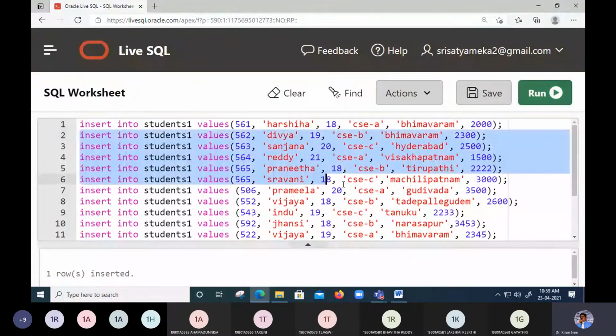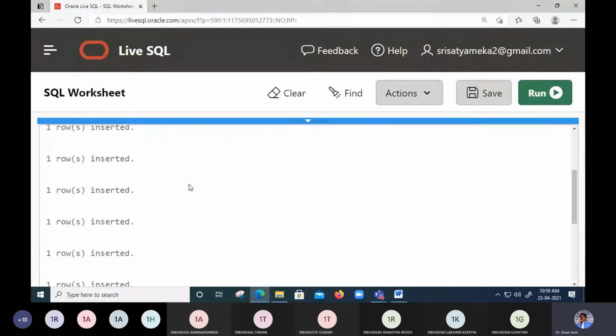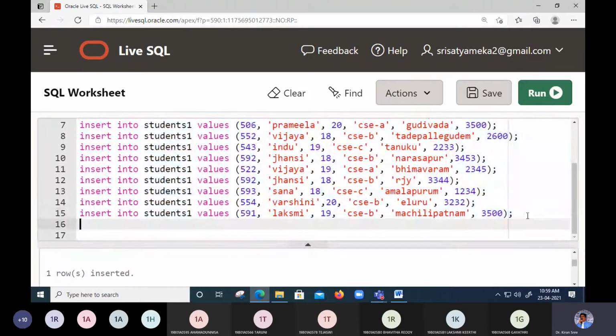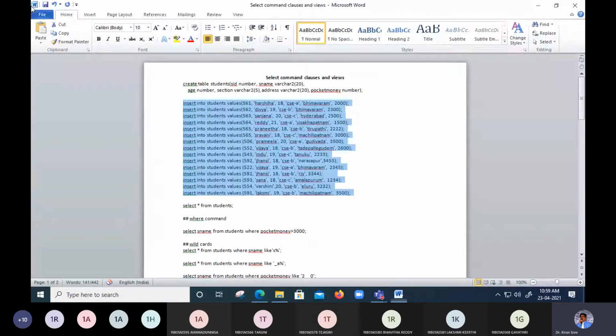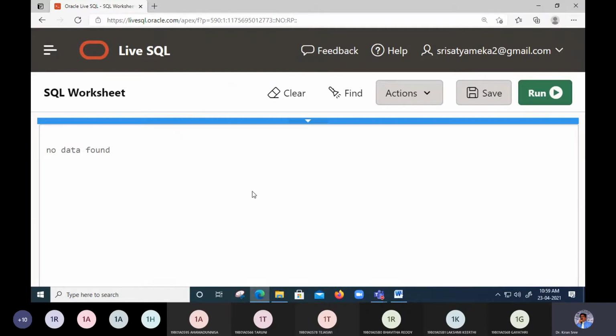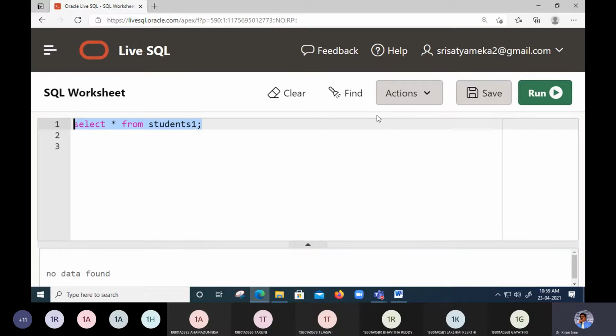Now I select all the remaining records and run them. You can see one by one all the rows are created. Now I want to see whether all the insert commands are done or not, so I use select star from students. The problem was that the table is student 1.